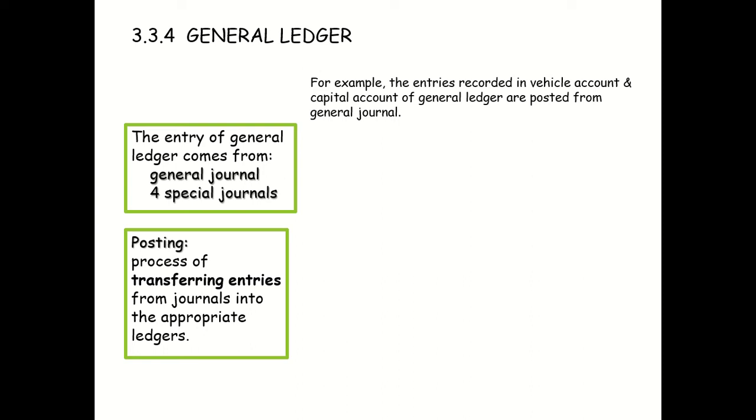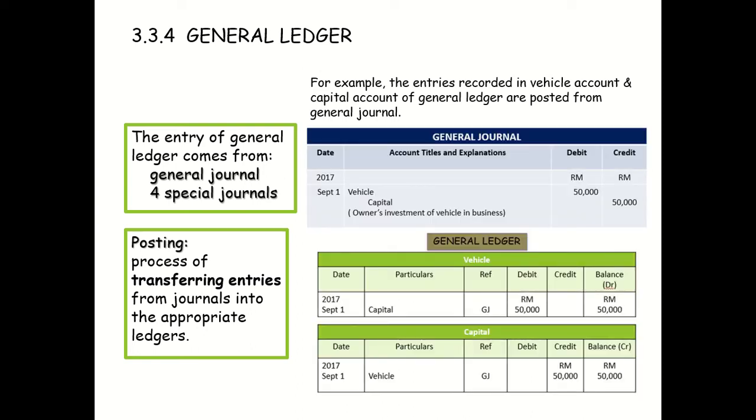For example, the entries recorded in vehicle account and capital account of general ledger are posted from general journal. Vehicle account is debited in the general journal entry, so we have to do posting by opening a vehicle account in general ledger and record the amount in the debit column. On the other hand, capital account is credited in the general journal entry, so we have to do posting by opening a capital account in general ledger and record the amount in the credit column.